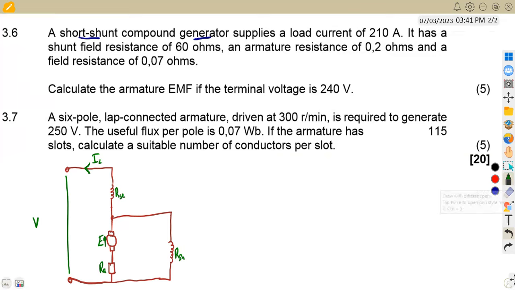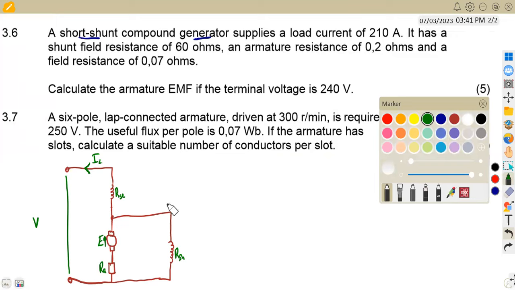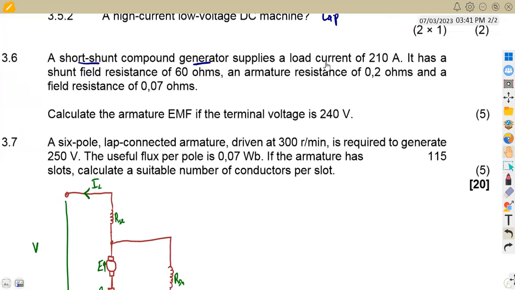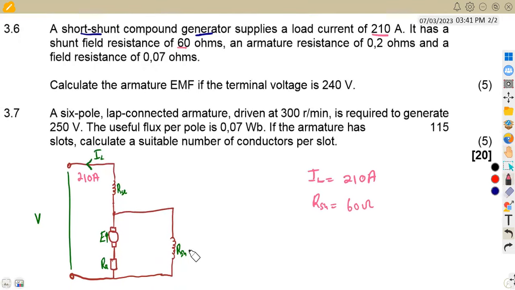According to the information that we are given, this is a short shunt compound generator that supplies a current of 210 amps. So this is our load current; it gives out, meaning our current at the load is 210 amps. It has a shunt field resistance of 60 ohms. That is for the shunt in this case, so this is where we are having 60 ohms.